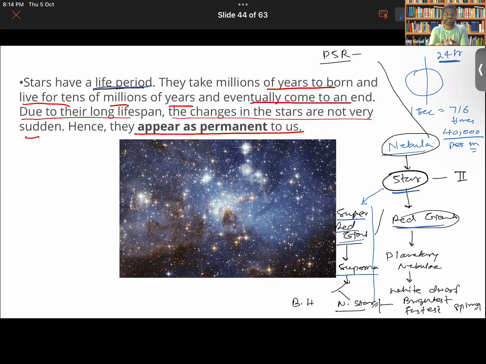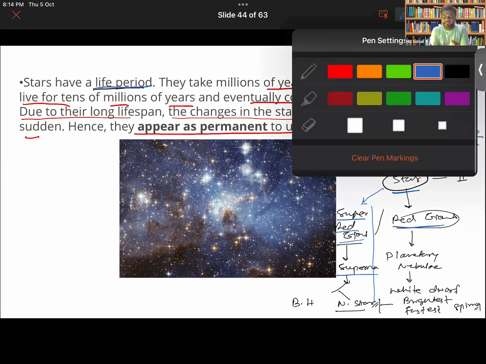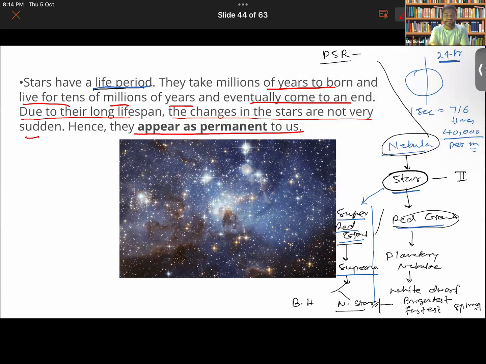Sir, will the explosion make noise? No, how can it make noise? There's no medium. Exactly, there's no medium. Had there been a medium, we would have listened to it. Okay.